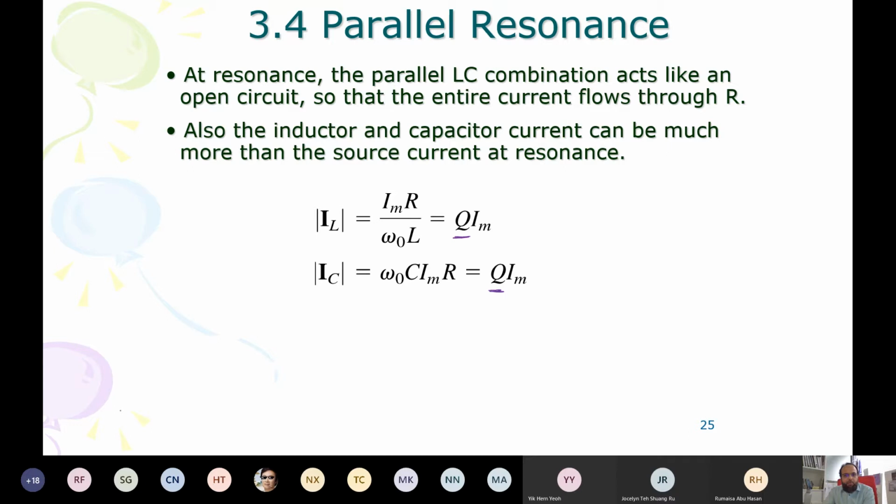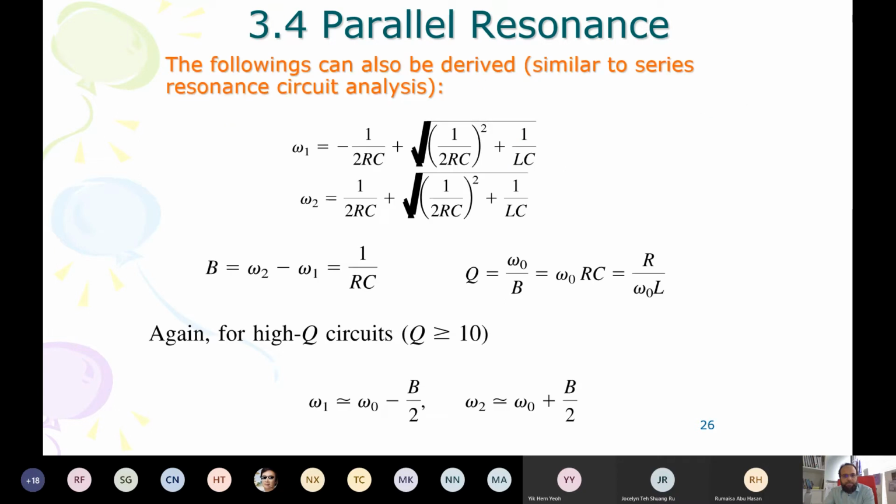Okay, and the value of the current in the inductor and capacitor could be much higher than Imax, because Q could be more than 1. It could be twice, thrice, or more than that. It is possible. All right.